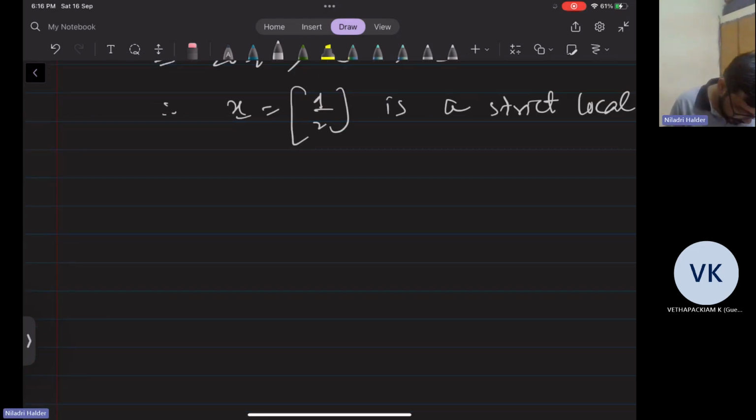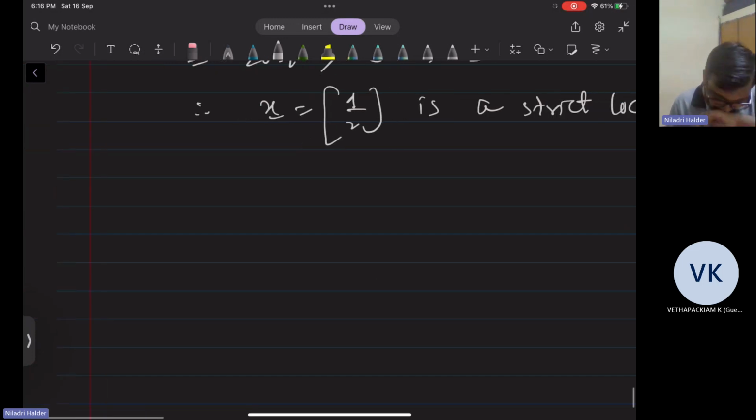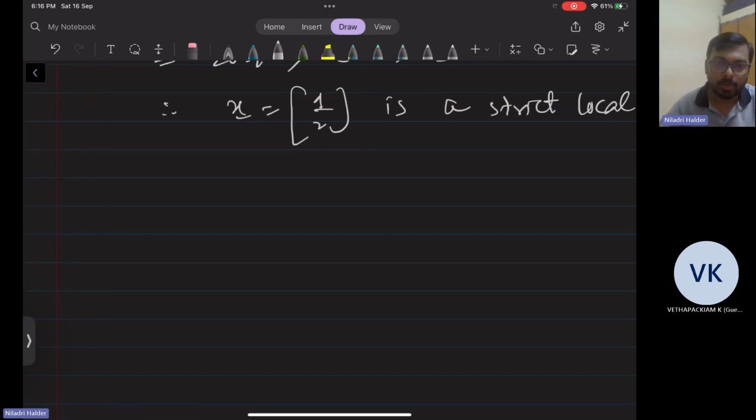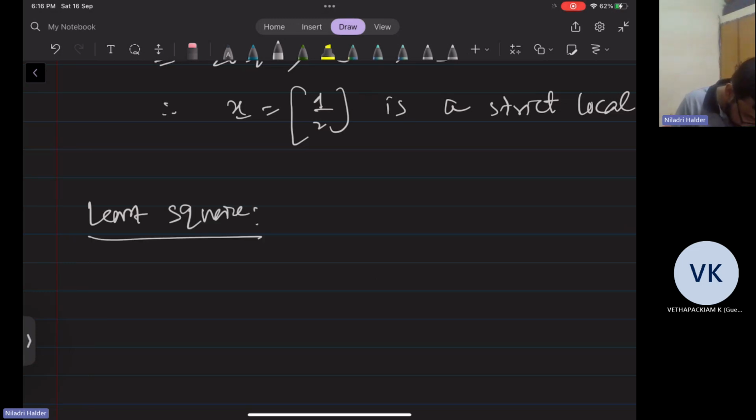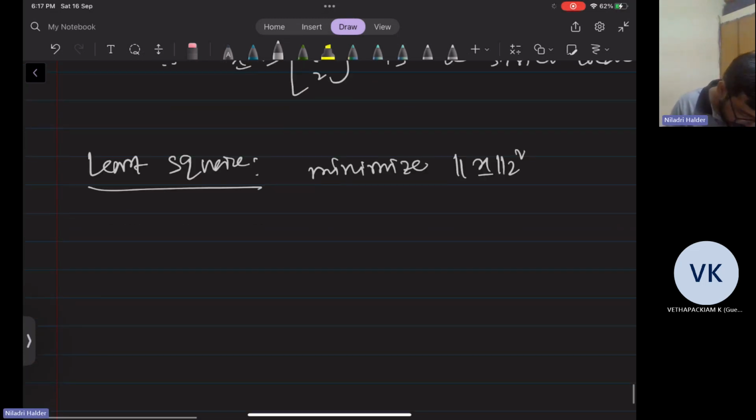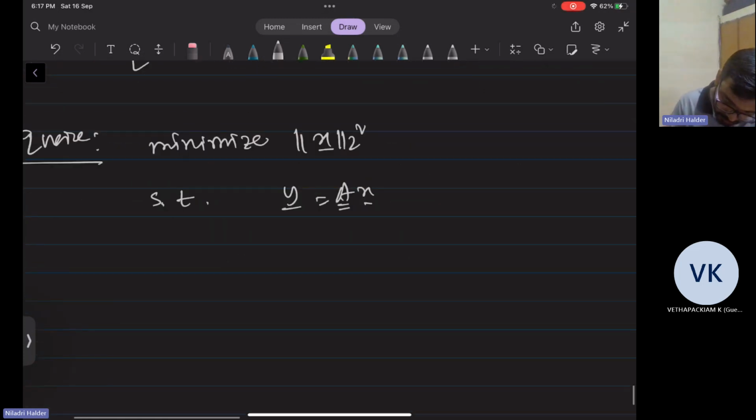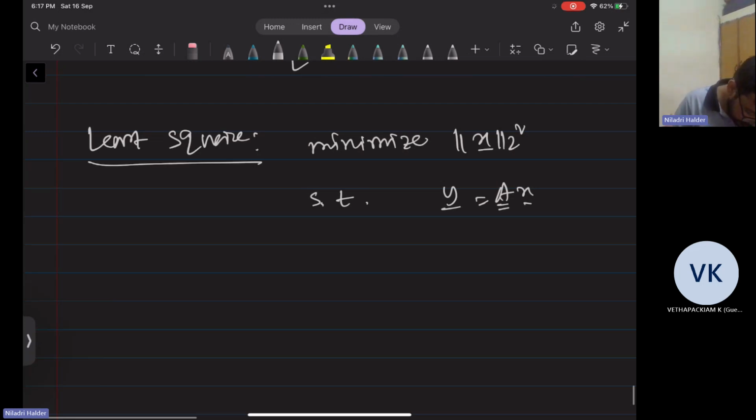Okay, now let's jump to another topic. In the last class I didn't cover one topic, that is regularized least square. The least square problem, you know the solution, I did that in the last class. The least square problem is to minimize norm of x square subject to y equal to Ax. So this was the problem. The professor has also done this, and regularized least square as well.